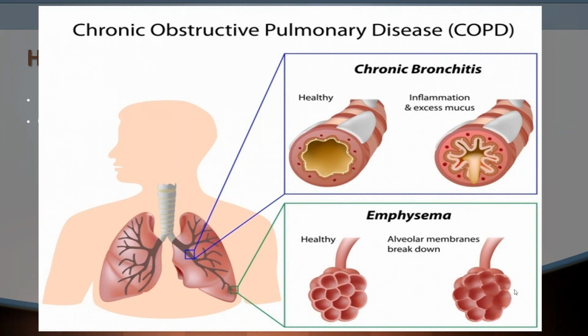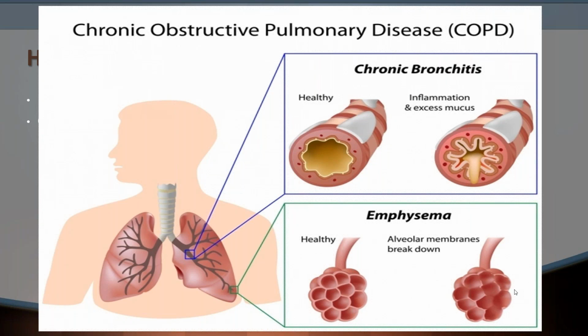So we can see the difference between the healthy bronchiole, in which we have that nice wide open passageway in which oxygen can come into the system, and then carbon dioxide and other waste material can leave that system through expiration.